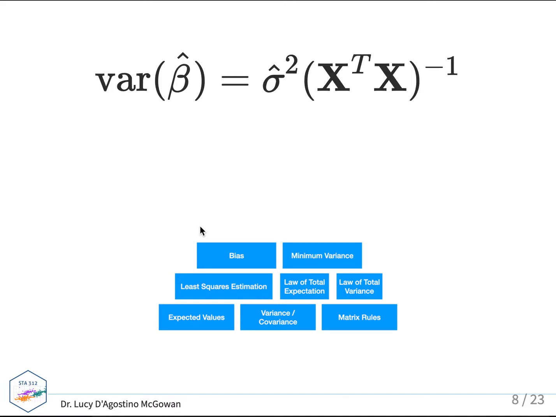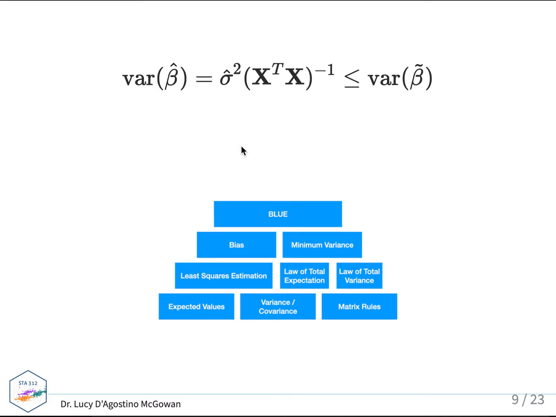And we also talked about what it means to have minimum variance, and so what it would mean to have the smallest variance. And in doing so, we brought up again that variance that we had calculated for beta hat, sigma hat squared times X transpose X inverse. And why did we do that? Well, because the next week we were going to talk about what it means to be BLUE. So BLUE is the best linear unbiased estimator. We know that least squares estimation provides the best linear unbiased estimator, and we wanted to prove what that meant.